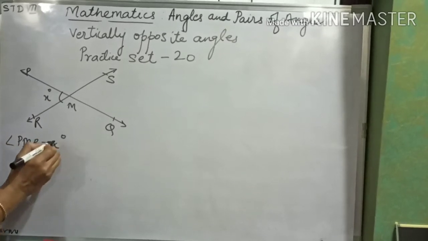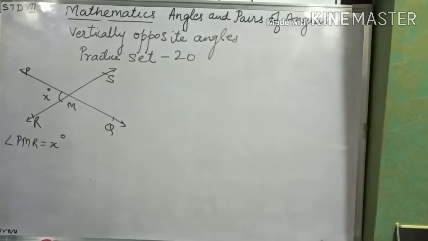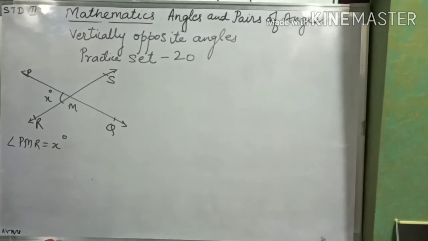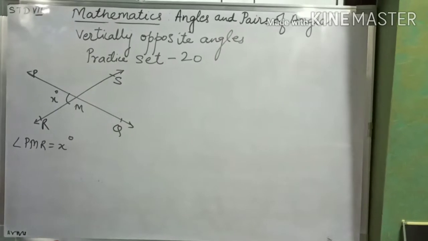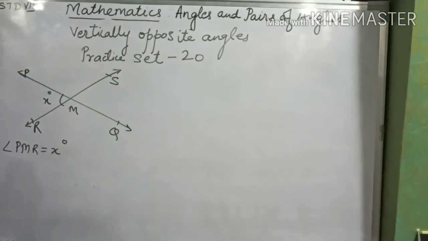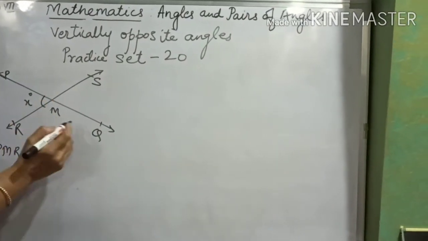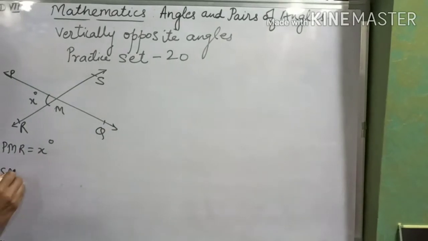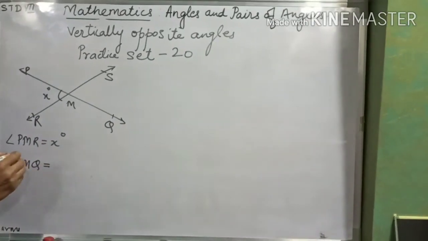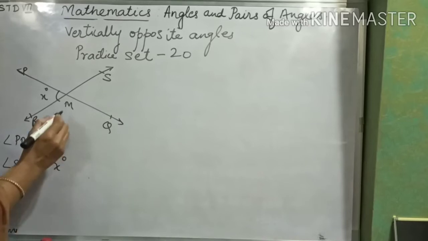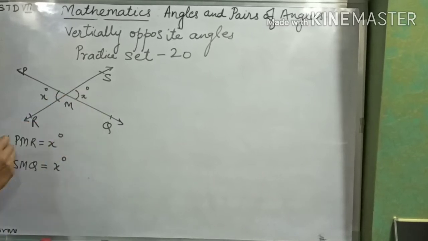as x degrees. The remaining angles you have to find out by using the property of vertically opposite angles as well as angles in a linear pair. So angle SMQ will be x degrees because vertically opposite angles.